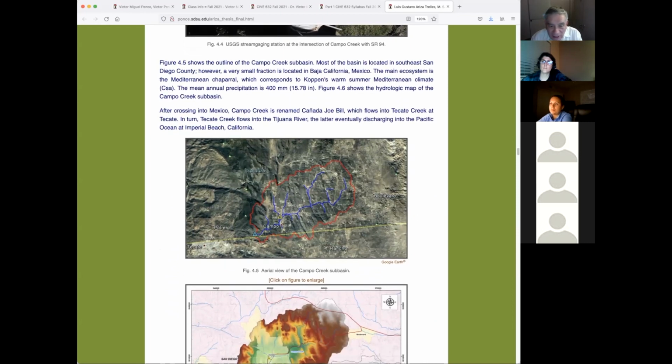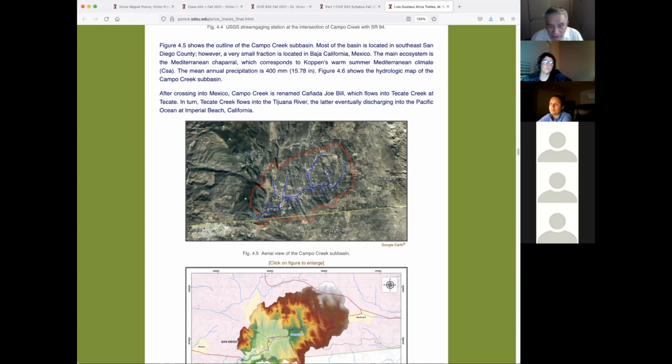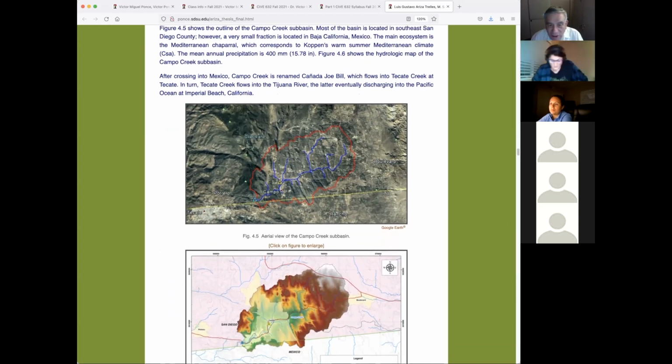Okay, so then he went ahead and used the GIS that all of you are familiar with to delimit the basin, the Campo Basin. Note that the Campo Basin goes into Mexico. Can you see that? Right there. It goes into Mexico. The gauge is over here. There's a contribution from Mexico.